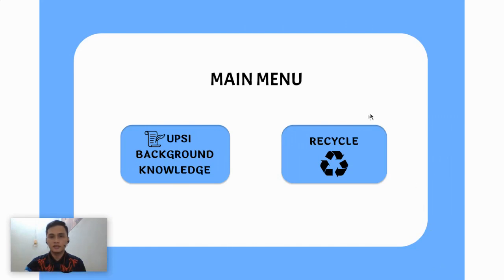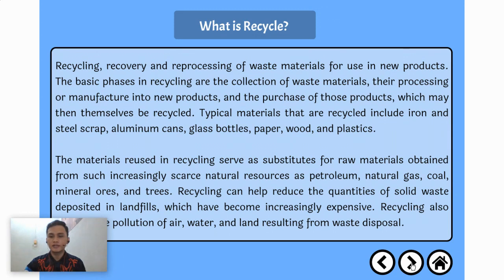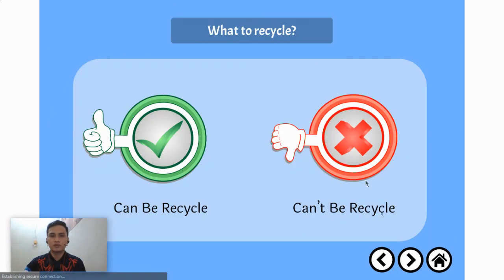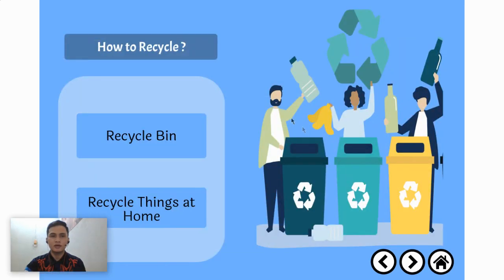Next will be recycle. There will be 5 parts. The first part is the introduction. The second part covers the second goal, which is to tell the visitors why they should recycle. Next is the third goal, which is what can and can't be recycled in Malaysia. Next will be how to recycle. This will cover how the items can be separated differently.